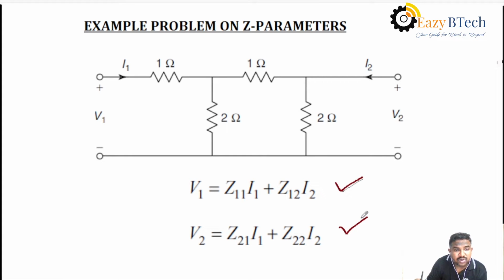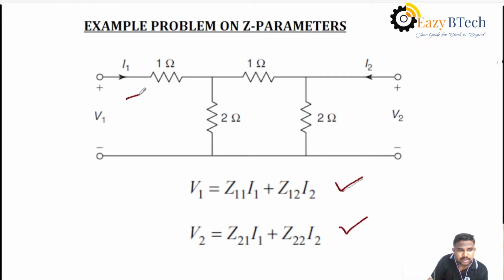From the given problem, you have to find out the V1 and V2 values, but in this problem, there are no values for V1 and V2. That's why you have to derive the equations of V1 and V2 in terms of I1, I2. Then compare with standard equations, then find out the values of Z parameters.